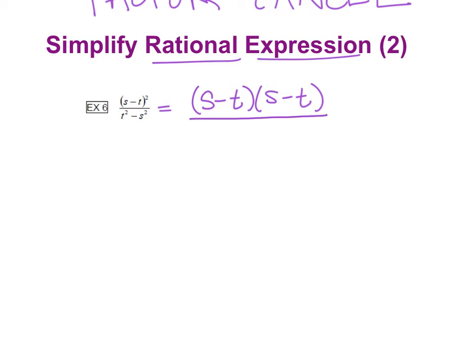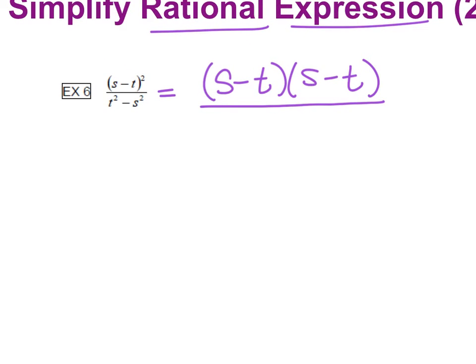Over, now we have to look at this t squared minus s squared. Anytime you have two terms separated by subtraction, you really do want to think, is this a difference of squares? Are you squaring anything to get both those terms? Well, t times t is t squared, and s times s is s squared. So this factors into our pattern of (t - s) times (t + s).